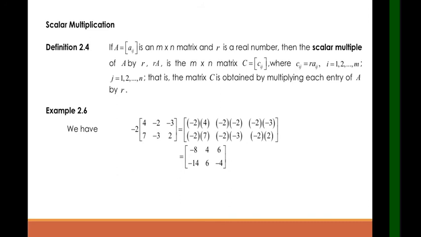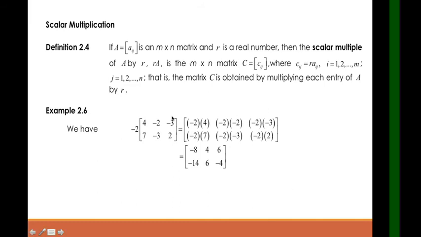Such that i is equal to 1, 2, ellipses up to m, and j is equal to 1, 2, ellipses up to n. That is, the matrix C is obtained by multiplying each entry of A by R. And that's what we call, in mathematics, the distributive property.